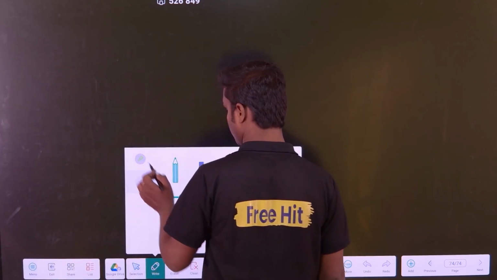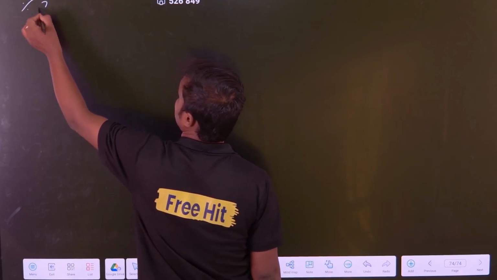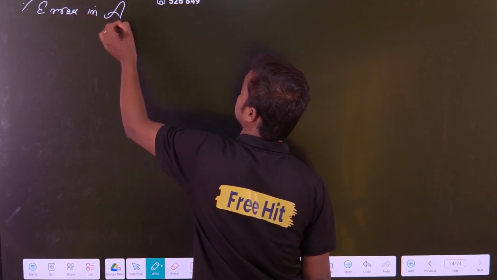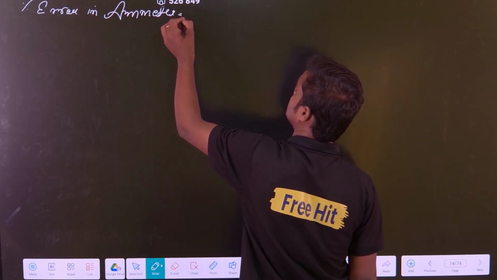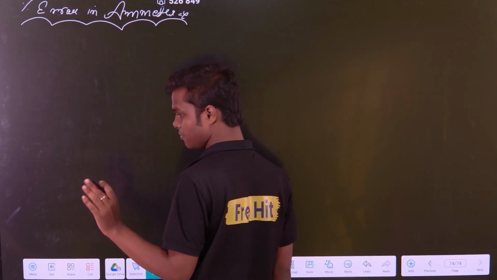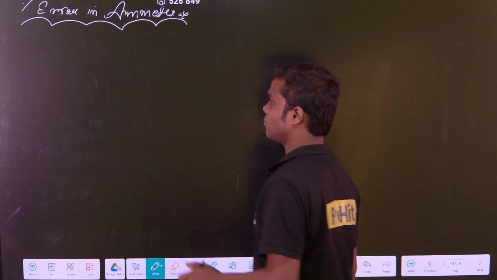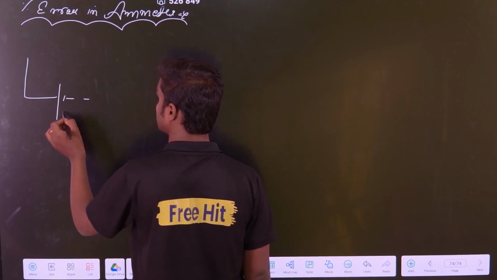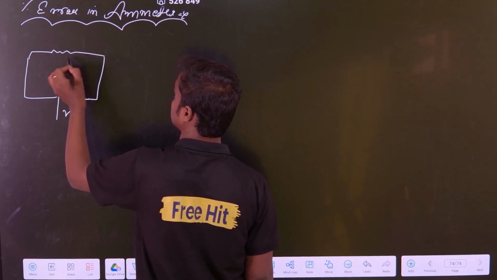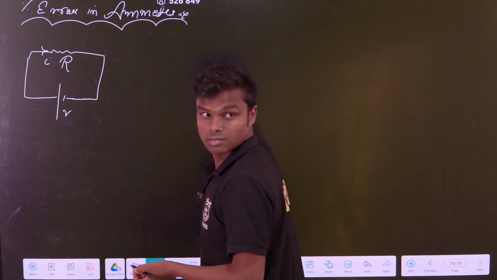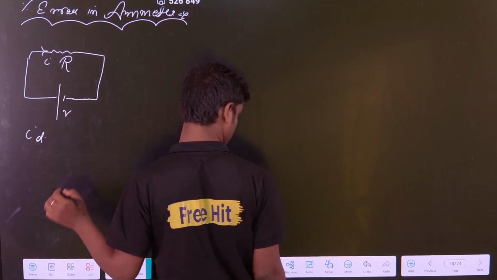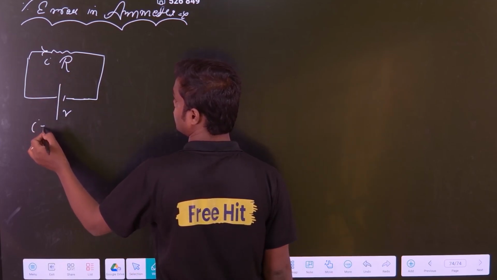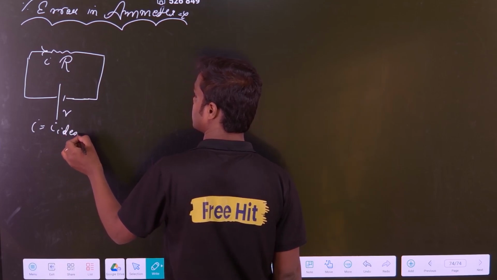Now there is something called percentage error in an ammeter. Basically, percentage error is nothing but how much error you are getting. Suppose I have a circuit and I have measured the current without the ammeter. Suppose the voltage is V and some resistance is there and some current I is there. This current I is nothing but I ideal.